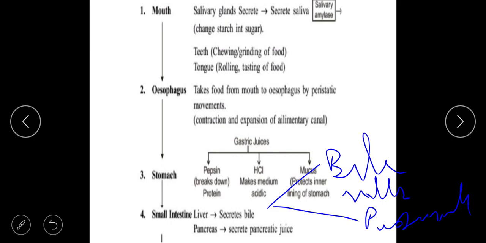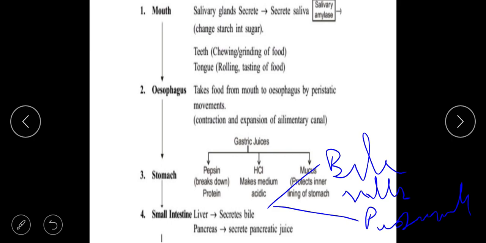So bile salts, first of all, neutralize the acid that enters with the food in the small intestine. And second, a function of the bile salts is that they help in emulsification. I'm using a new term, emulsification. Emulsification of the fats is a process in which the big fat drops are broken down into very small fine droplets so that they can be easily digested into their components. We call it emulsification.